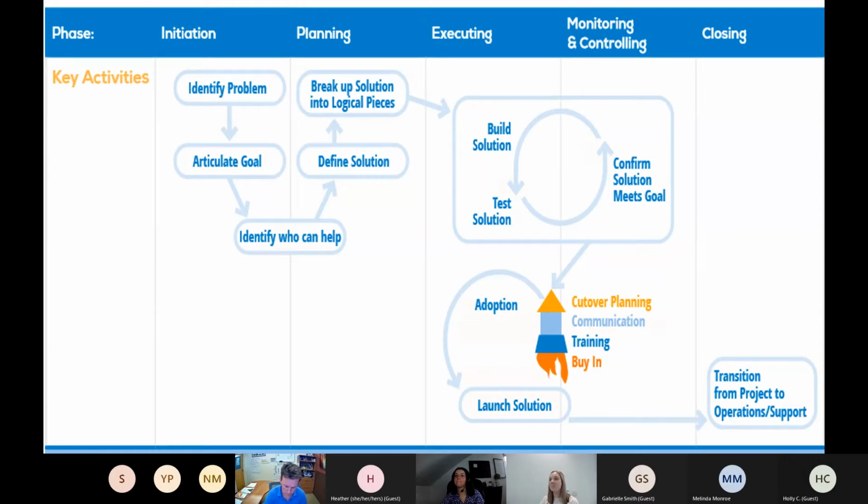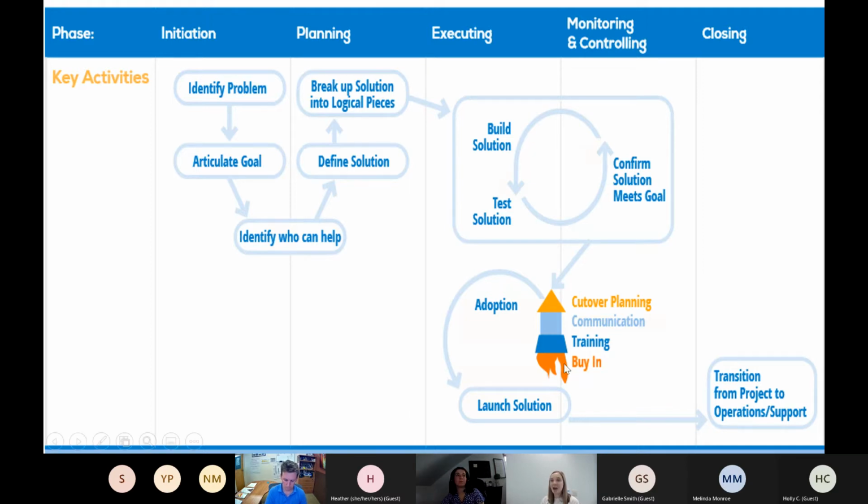And once we have our plan in place, we move into execution and we move through the steps, right? We build the solution and we start to go into a bit of an iterative approach between executing and monitoring, right? So we planned the project, we've built the solution, but now we need to test the solution to make sure that it's going to meet the goal. And if the solution continues to need work, right, if we're not meeting that goal, then we'll need to go back into the execution phase until we've confirmed that the solution meets the goal.